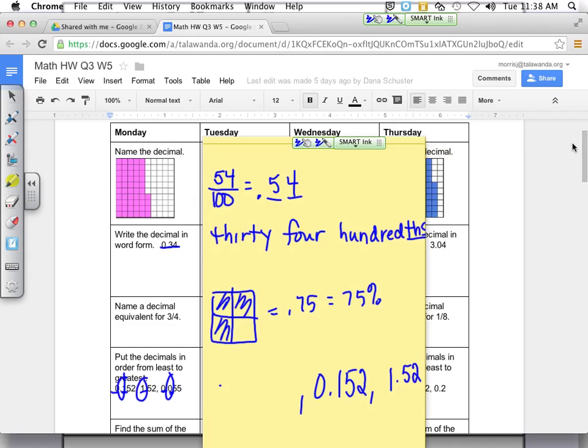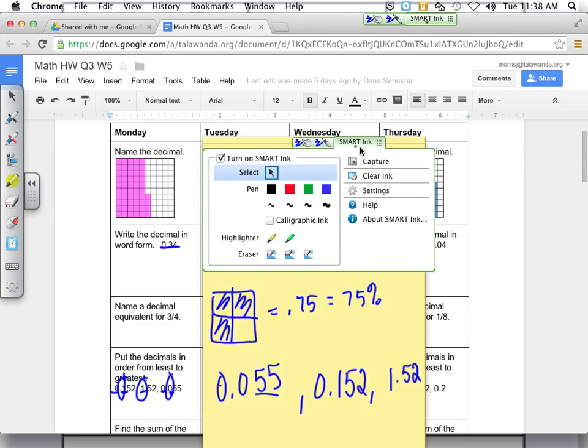And what would be the least to greatest? Jillian. 55,000. Good. So you say the number first, and then you say what place you end at. Since it's 3 places past, it's 55 thousandths. Okay? Cody, if you wouldn't mind clearing the screen and moving us up, please. Down.